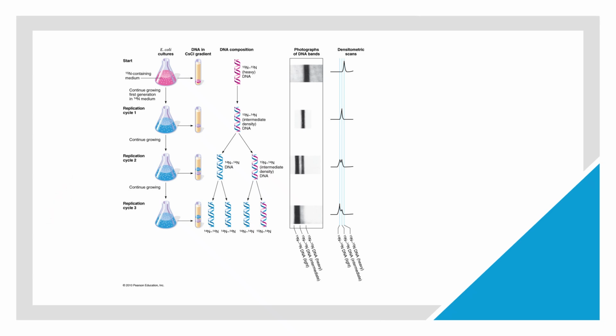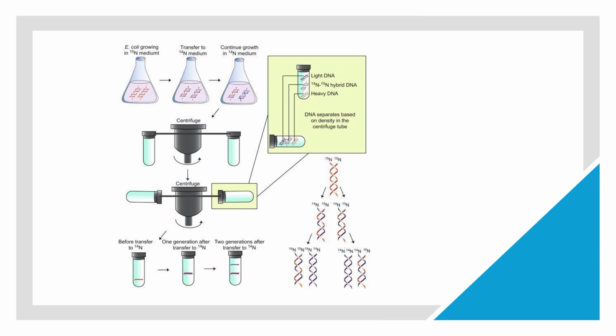Then the cells were picked up and shifted to a lighter medium. They were transferred to a medium that contained the lighter isotope, that is 14N. As the bacteria replicated, new DNA strands incorporated 14N, thus making them lighter. The DNA was then extracted from each generation and subjected to density gradient centrifugation.